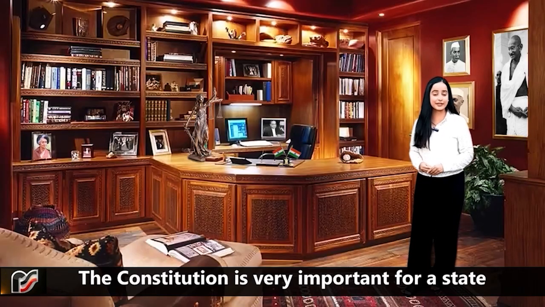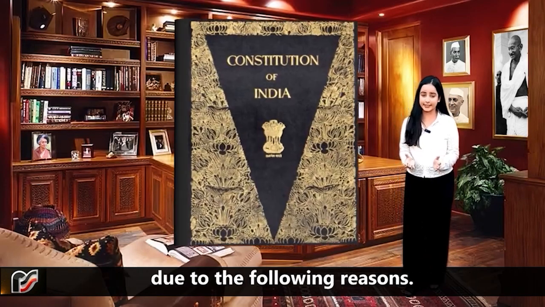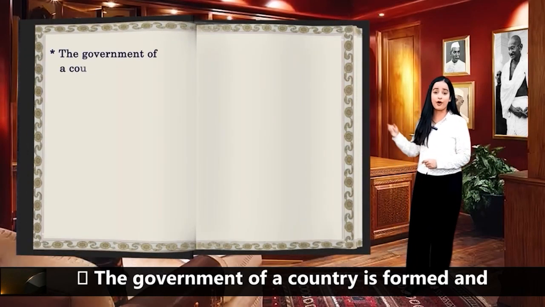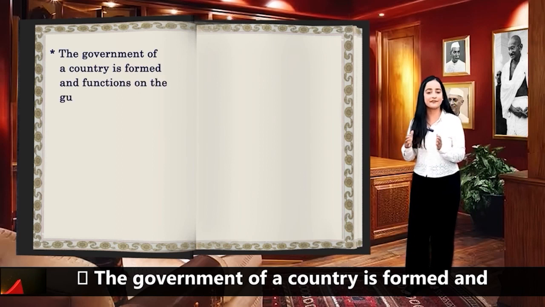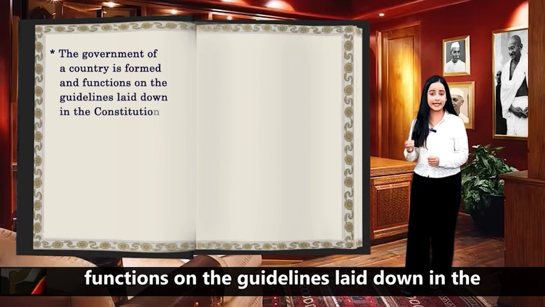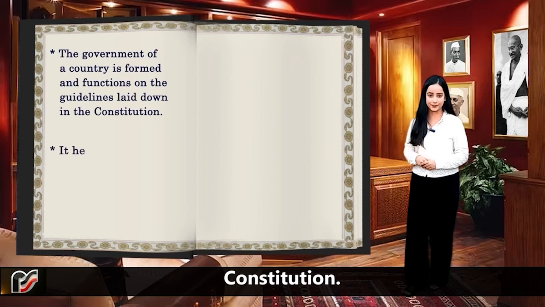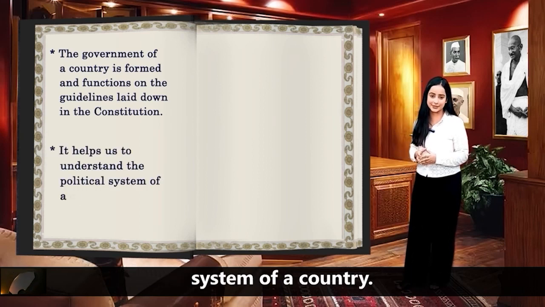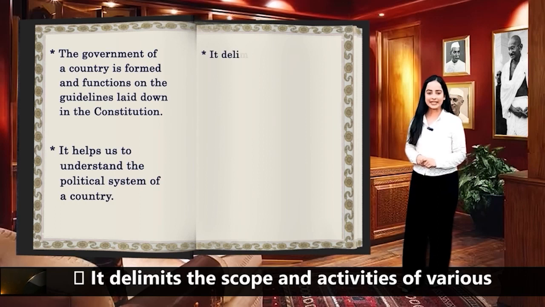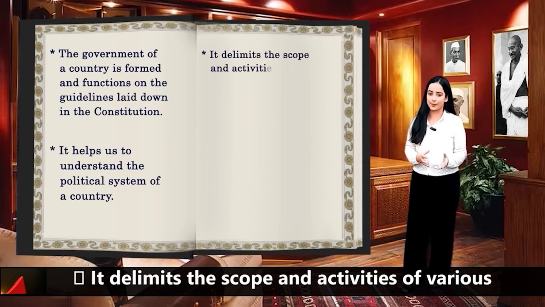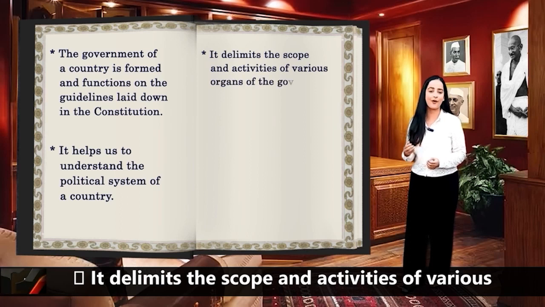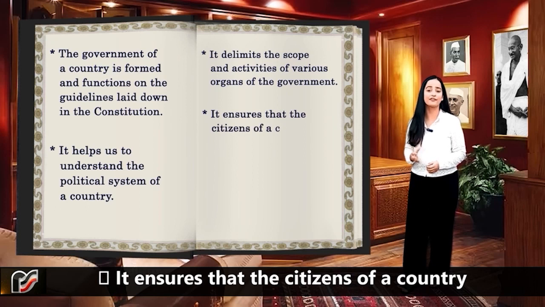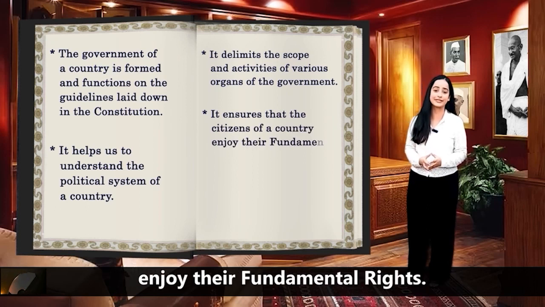The constitution is very important for a state due to the following reasons. The government of a country is formed and functions on the guidelines laid down in the constitution. It helps us to understand the political system of a country. It delimits the scope and activities of various organs of the government. It ensures that the citizens of a country enjoy their fundamental rights.